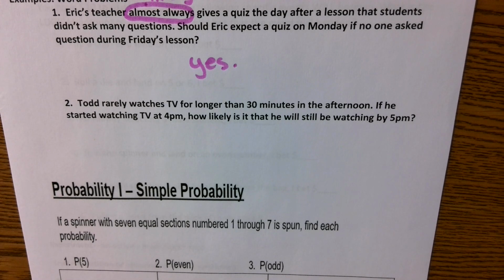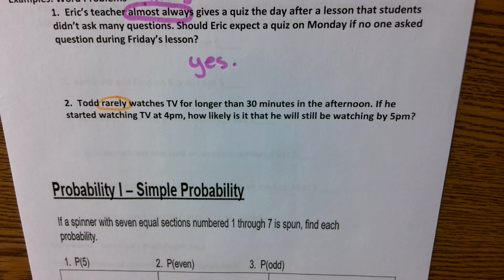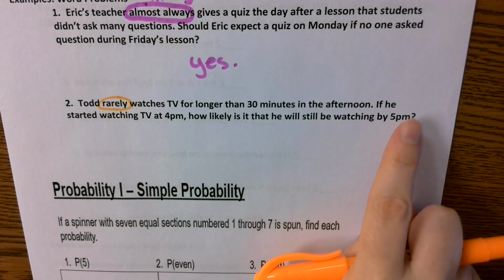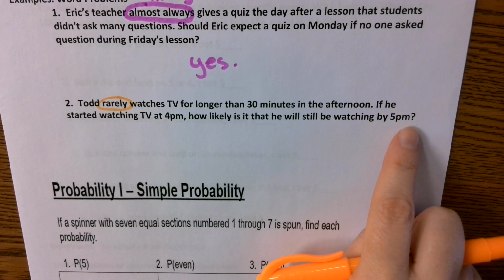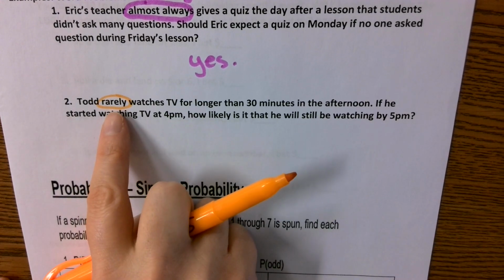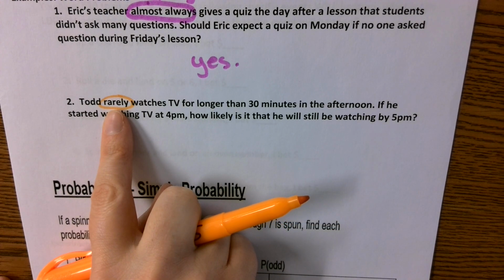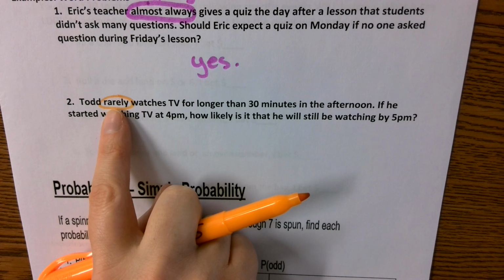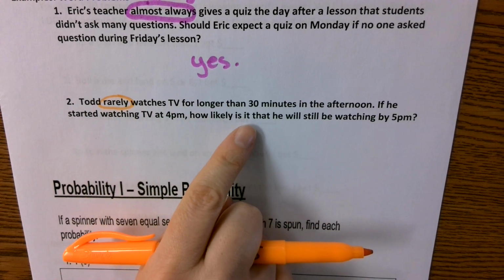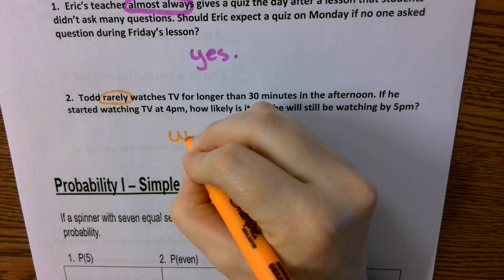The term rarely is an unlikely situation. It's not impossible to occur. He could potentially still be watching, but very rarely does he watch for more than 30 minutes. So by 5 p.m., it's been an hour, so the chances of him watching are probably small. Not impossible, because in order for it to be impossible, instead of it saying rarely, what would be a word that would represent impossible? Never. If it said Todd never watches TV longer than 30 minutes, then we would know that would be an impossible event. But this time it says rarely. That's an unlikely event.